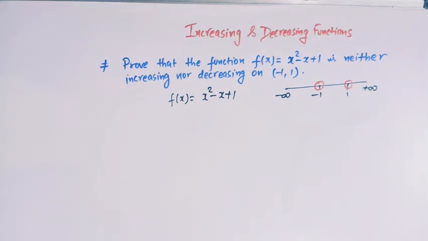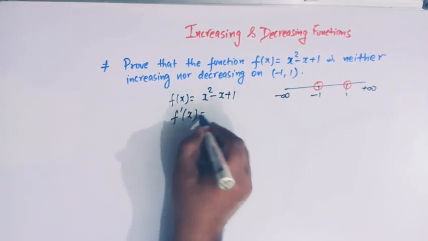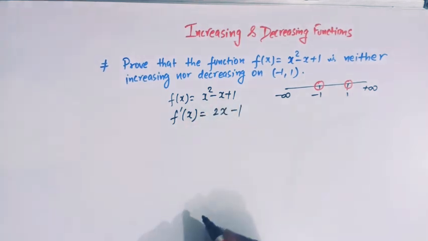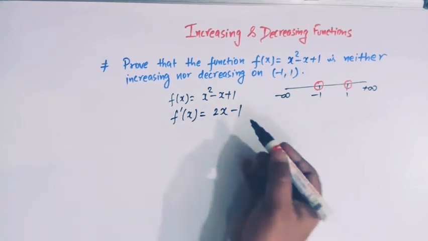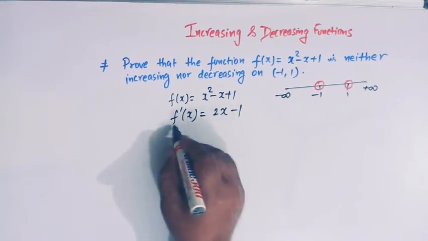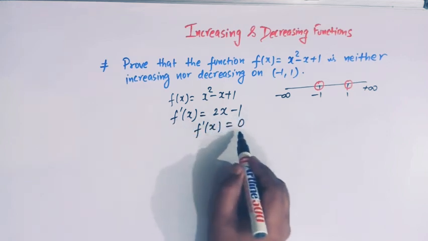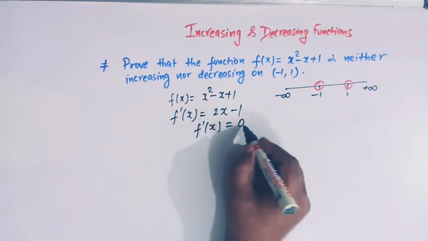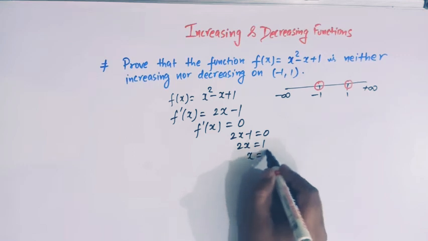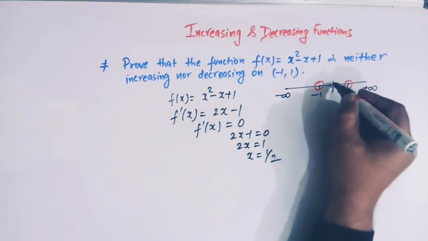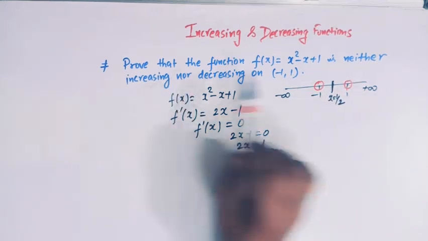So now let us differentiate it. So f prime of x is 2x minus 1, right? So the derivative of this function is 2x minus 1, and the critical point or the turning point is obtained by equating the derivative to 0. So f prime of x is 0, so 2x minus 1 is 0, 2x is equal to 1, so x is half.